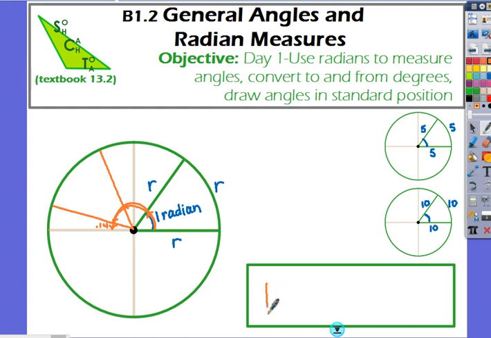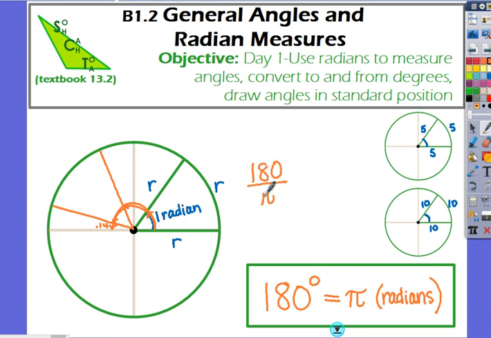So we're just going to write that down. That's kind of our important reference for today. 180 degrees is the same thing as 1, 2, 3, and a little bit more, pi radians. And there's a reason I put that in parentheses, because technically radians doesn't have a label like degrees does. So what would happen if we took 180 and split it into a little more than 3 parts? What would 180 divided by pi equal?